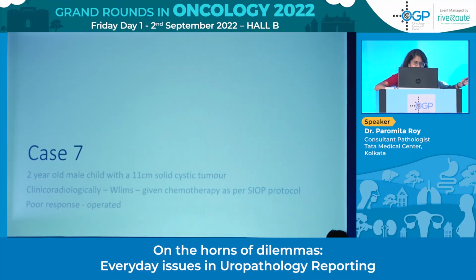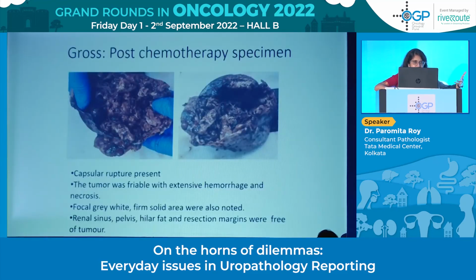Now my last case is a 2-year-old male child with an 11 centimeter solid tumor, clinico-radiologically Wilms. So the patient was given chemotherapy as per SIOP protocol, which is what we follow in India. And the response to chemotherapy was poor. The patient was operated, and we had this necrotic, large, cystic solid tumor.